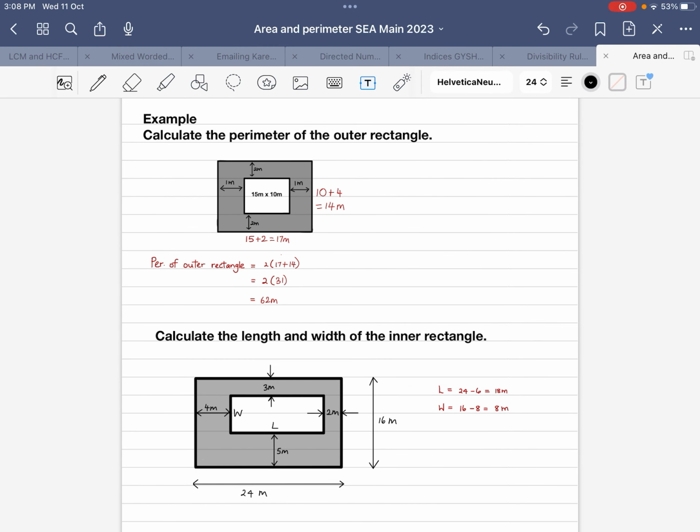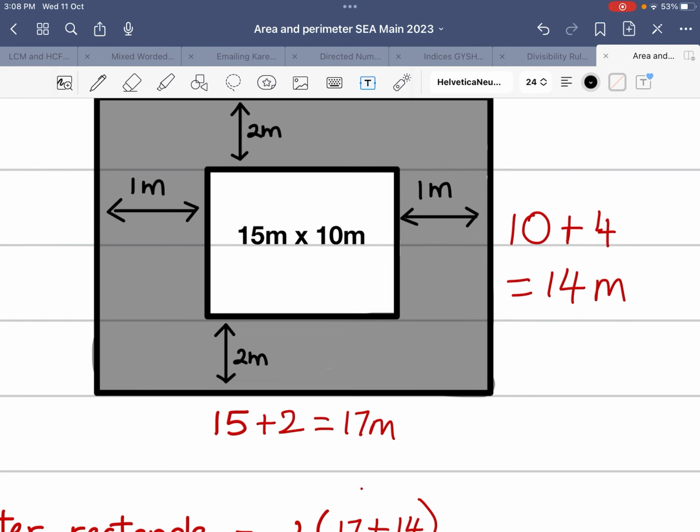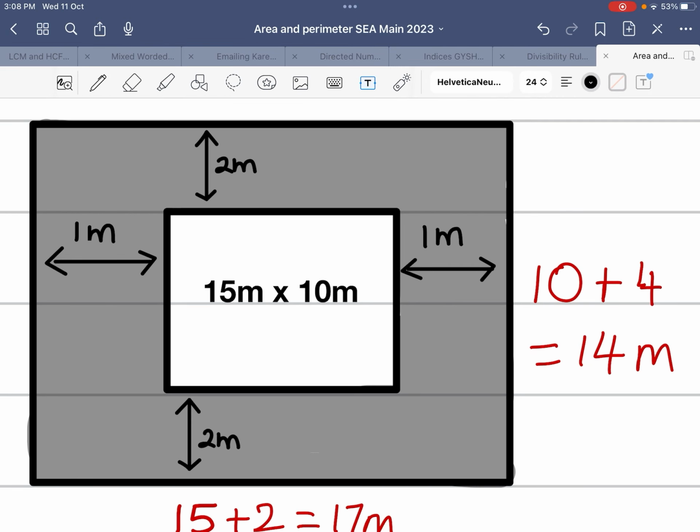Example 1. Calculate the perimeter of the outer rectangle. So what we are given is the dimensions of the inner rectangle. So 15 meters by 10 meters means that the length is 15 and the width is 10. So we have to use this to determine the length and the width of the outer rectangle. So let's see what other information do we have.